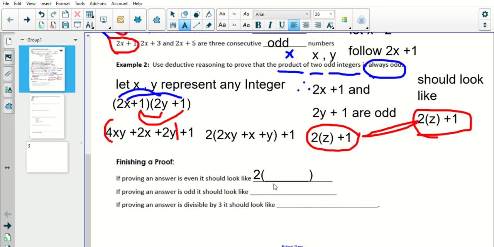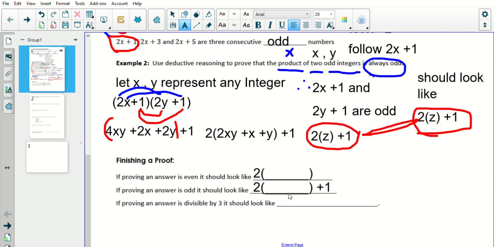And that's how we could prove that something is going to be an even number. Same thing with an odd number. If we're trying to prove something is going to be an odd number, it should look like, in the end, 2 times some value plus 1. Okay? And that's always guaranteed to give us an odd number.